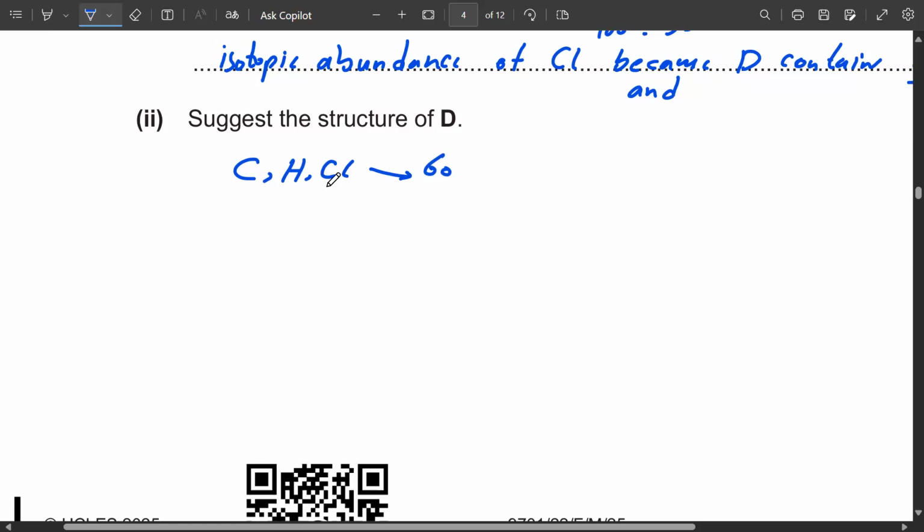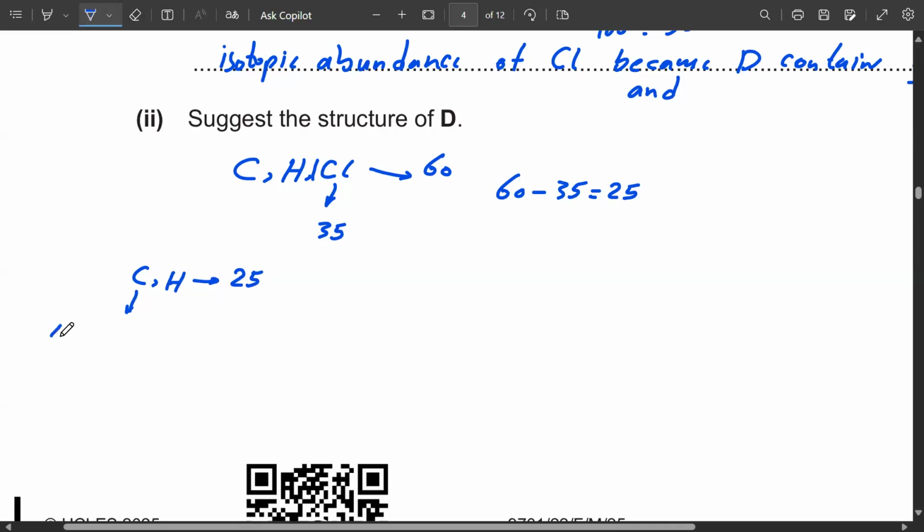I'm going to take out the value of chlorine, which is already understood. There is only one chlorine atom. That one chlorine atom of isotope 35 will give you a mass of 35. So simply take 60 minus 35. This gives you 25. So it means we are left with carbon and hydrogen to have a combined mass of 25 now, because 35 is already taken by the chlorine. The remaining 25 mass should go for carbon and hydrogen.